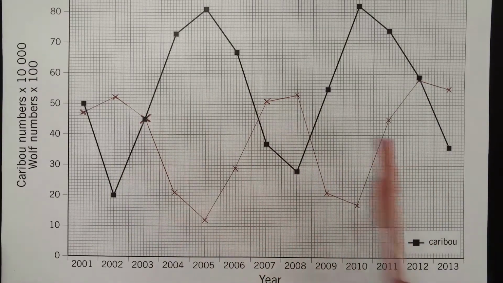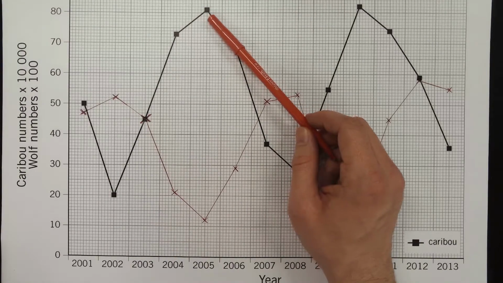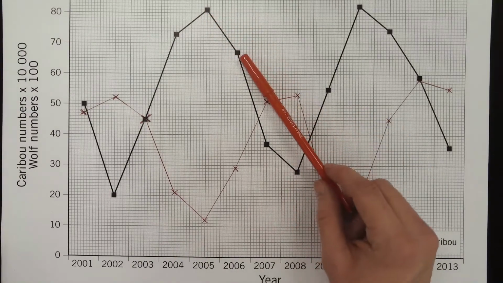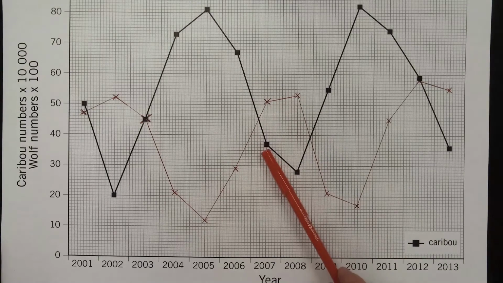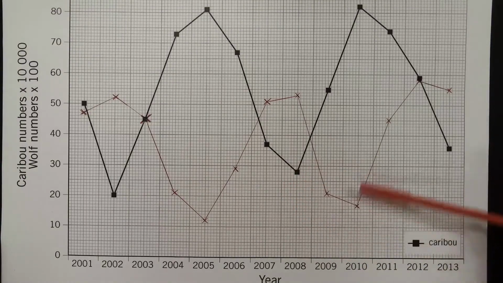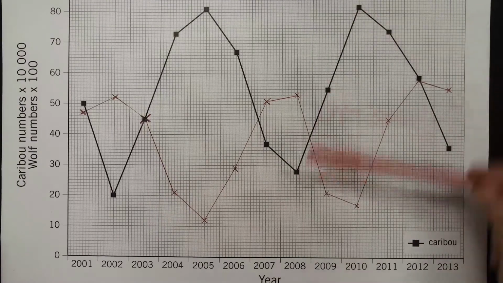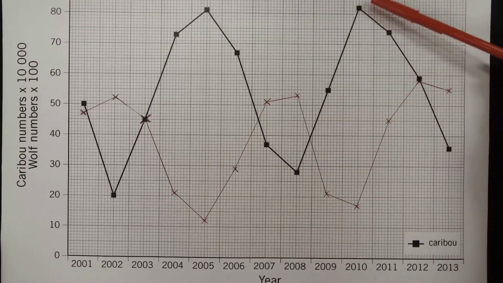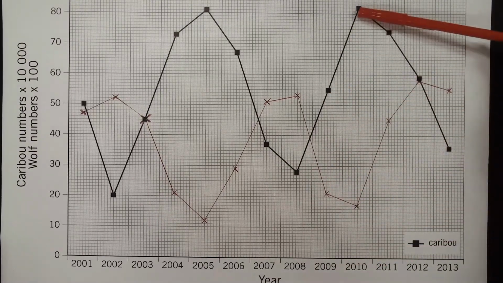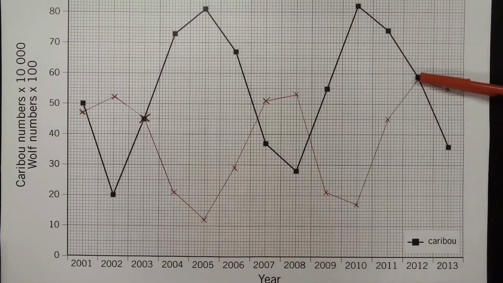However, then 2006, that number's come down. 2007, it's come down a lot more. And then once again, 2008, it's reduced again. However, by 2009 and 2010, it has recovered again. So the number of caribou has increased over those 2 years. Following on from this 2010 value here, we are then starting to go down again a bit more, and once again, down again.